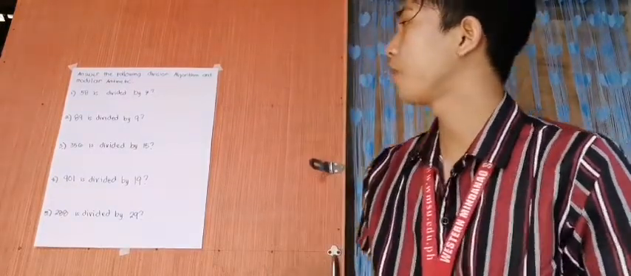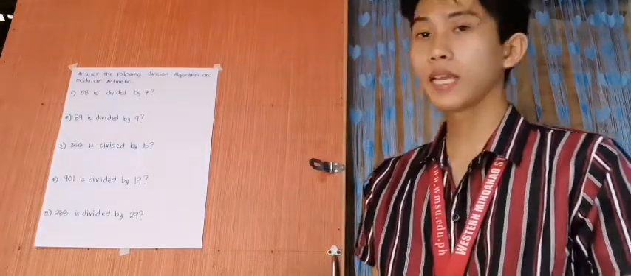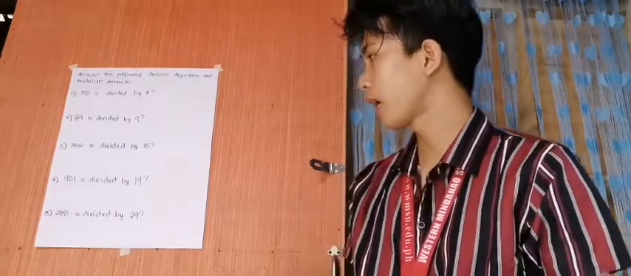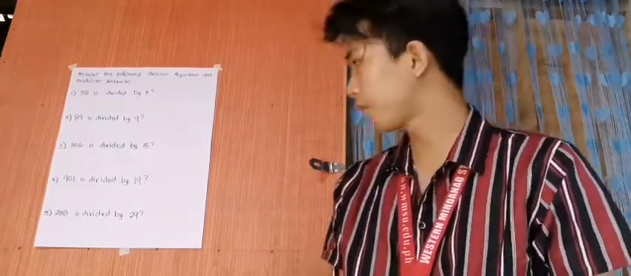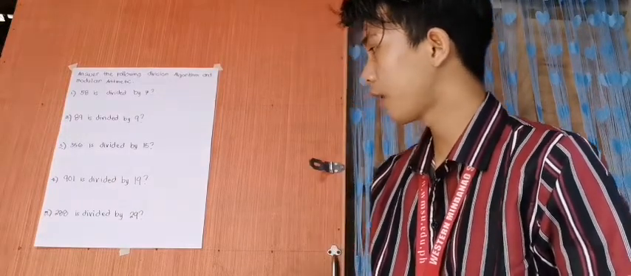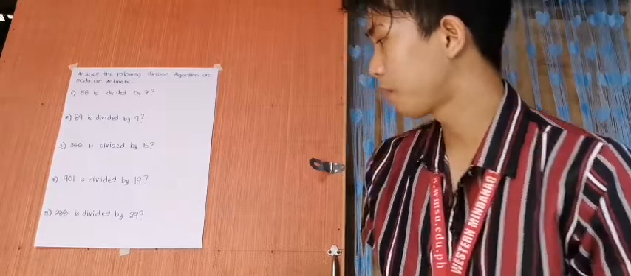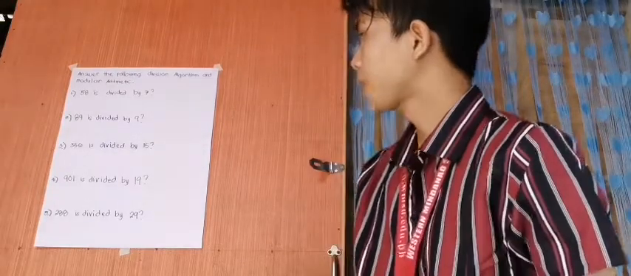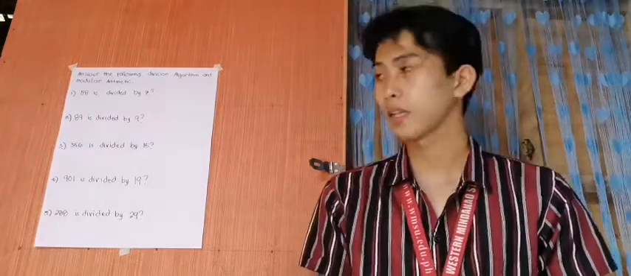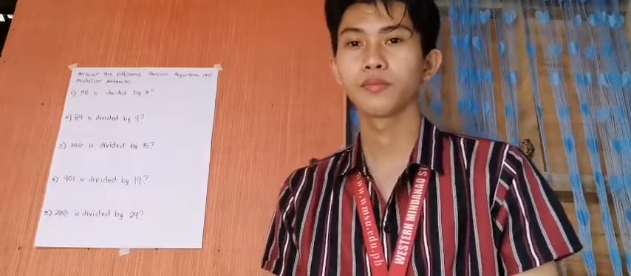For number 1, we have 58 divided by 7. For number 2, we have 89 divided by 9. For number 3, we have 356 divided by 15. Number 4, we have 901 divided by 19. Number 5, we have 288 divided by 29. I will give you 5 points for each number if you got it correct. So your time starts now.